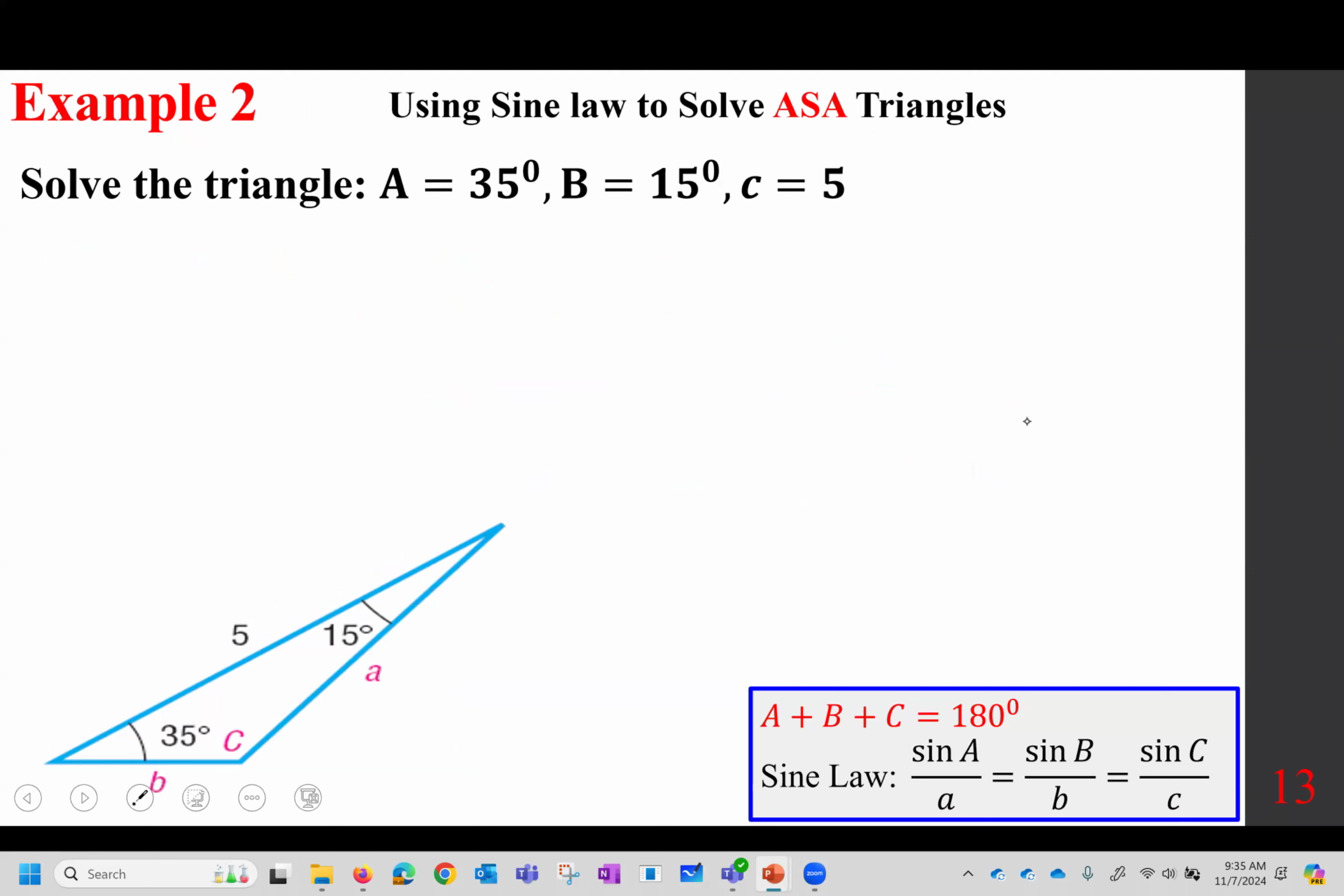Now we have A equals 35 degrees, B equals 15 degrees, lowercase c is 5, and we are using the sine law to solve ASA, angle, side angle. So obviously the two angles are given. The first thing is to find the third one, the fastest and easiest.